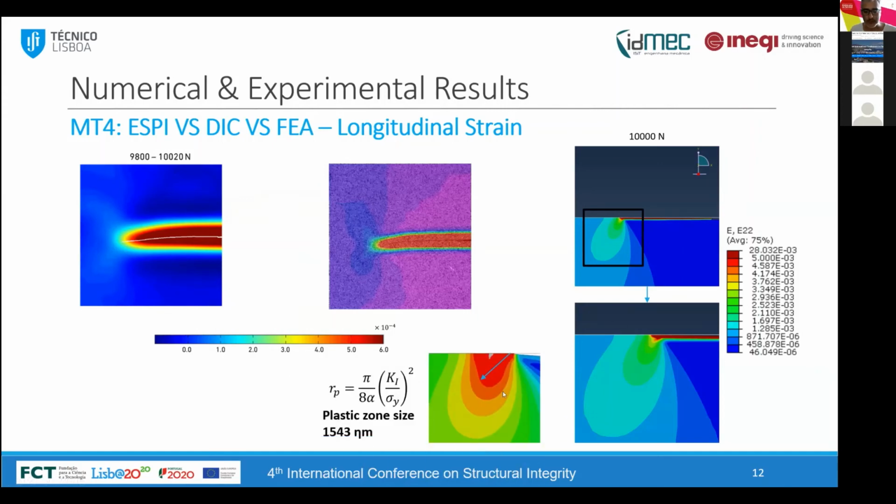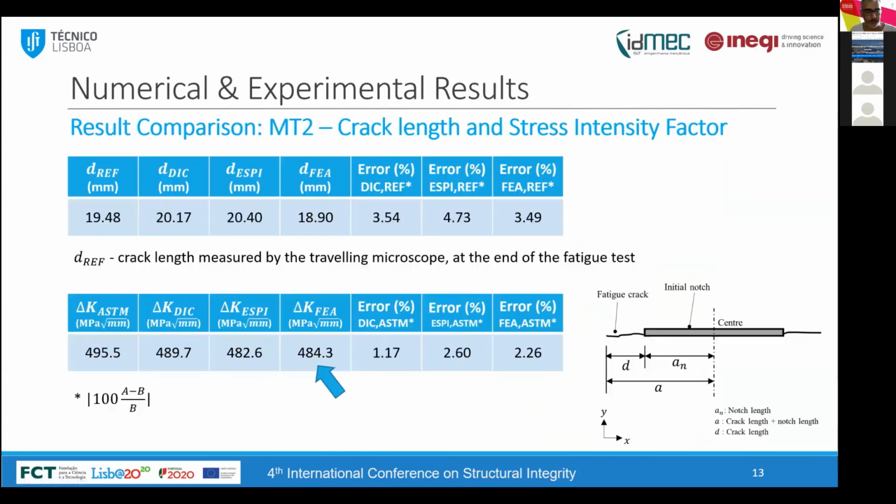Finally, the plastic zone was also calculated. Of course, we have a bigger crack, so now the plastic zone is higher. And of course, we also checked if this was correct. Regarding the stress intensity factor, both the numerical and the experimental results now also have a higher error, but the difference is still not very high, and it may be also connected with the difference between the right and the left side of the crack and the values that are being used to calculate the stress intensity factors.